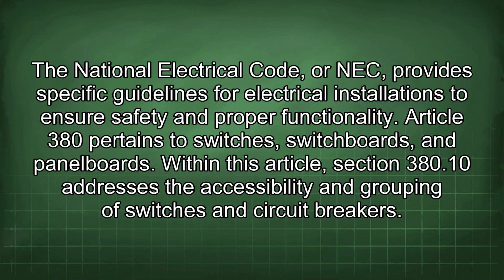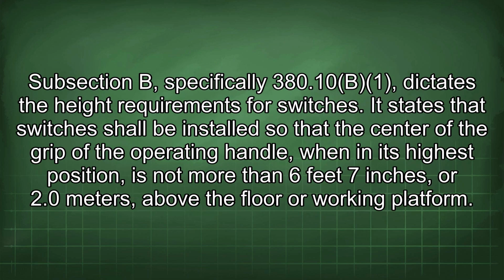The National Electrical Code, or NEC, provides specific guidelines for electrical installations to ensure safety and proper functionality. Article 380 pertains to switches, switchboards, and panelboards. Within this article, Section 380.10 addresses the accessibility and grouping of switches and circuit breakers. Subsection (B), specifically 380.10(B)(1), dictates the height requirements for switches.